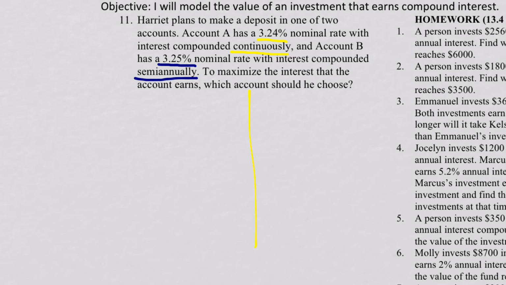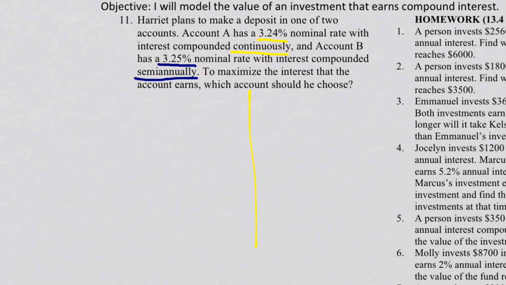Now notice how close the percent rates are, 3.24% to 3.25%. They're very, very close. So just by looking at that, you would say, I choose that one. That's better than that one, right? 3.25% is better than 3.24%, right? But the difference is how often they're compounded. This one's compounded continuously. This one twice per year. So let's see the difference.